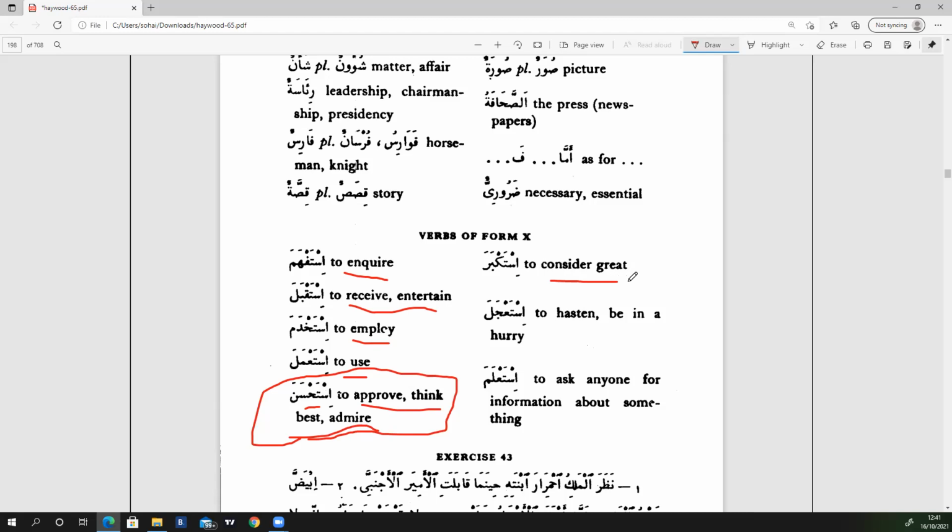Istakbara, to consider great. This is again B, because you are considering something. It's estimative meaning. You're not asking something, you are considering it great. Ista'jala, to hasten, to be in a hurry. Ista'lama, to ask anyone for information about something. This is obviously A, because you're asking for something.